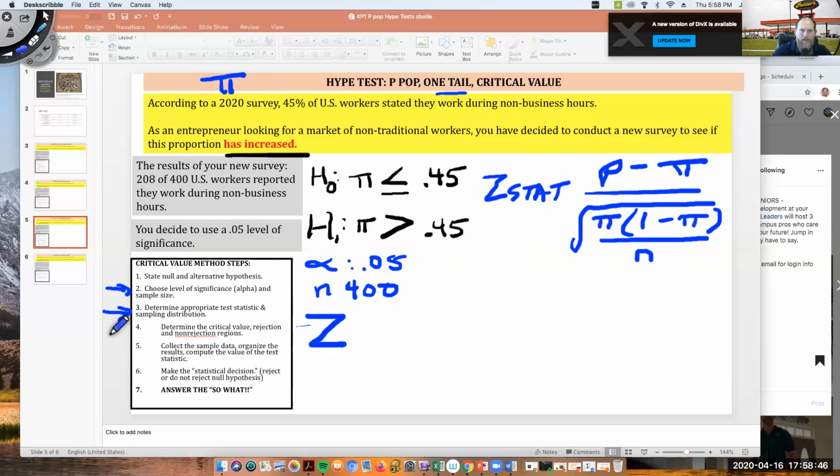Okay, so we have that. Number 4, determine the critical value, rejection, and non-rejection regions. Now, this time, because it's a one tail, I'm only going to have a rejection region on one side. And the tip off is where I'm focused at right here.